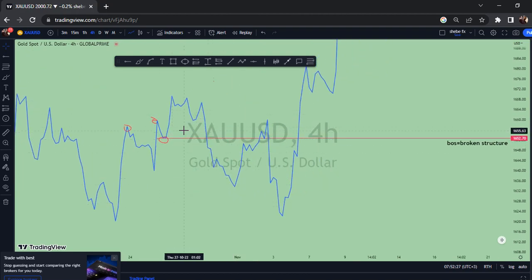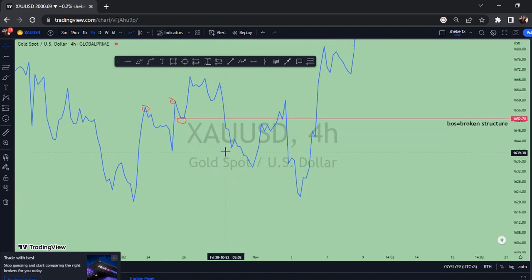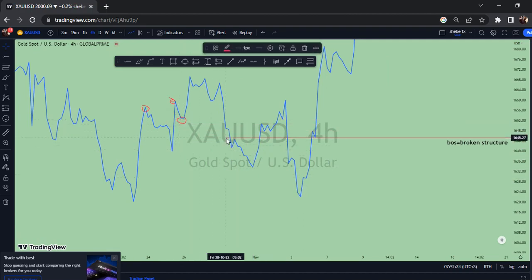I think now we get the point over here. The same applies over here. This was lower low, lower high, lower low. Then again the price broke structure over here. You get me? And then we continue.